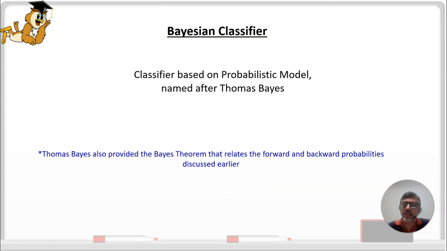So this type of classifier that relies on classification based on probabilistic models is called a Bayesian classifier, named after a gentleman named Thomas Bayes. He was also the person who provided the Bayes theorem that relates the forward and backward probabilities that we discussed earlier. We will discuss Bayes theorem later.